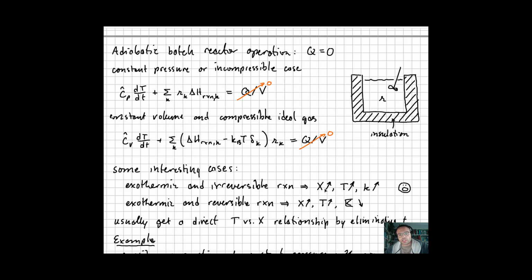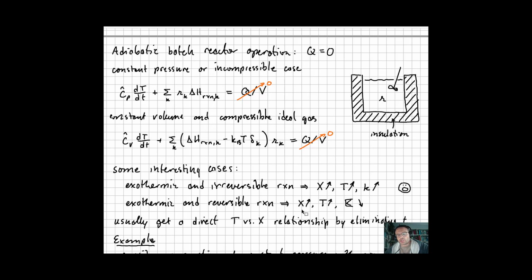So even though the conversion's going up and at isothermal conditions your rate would tend to go down, this one tends to be very strong and very sensitive to temperature, and it could drive the rate to really high levels for a while. Okay, so you're going to work an example on Wednesday and Friday, looking at an example of a batch reactor explosion. The other interesting case is when you have an exothermic and a reversible reaction.